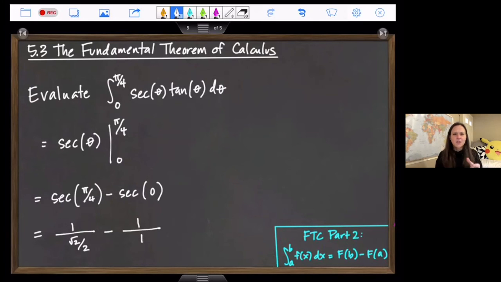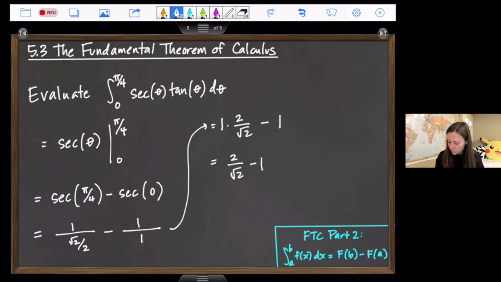All right, so let's do a little keep change flip on that first fraction. So I've got 1 times 2 over root 2 minus 1 over 1. And then, so that's just 2 over root 2 minus 1. And that's going to be good enough. It turns out if you rationalize that 2 over root 2, that's actually going to simplify out to just the square root of 2. So this is actually the square root of 2 minus 1, which is a much nicer looking answer, but I'm fine with the 2 over root 2.